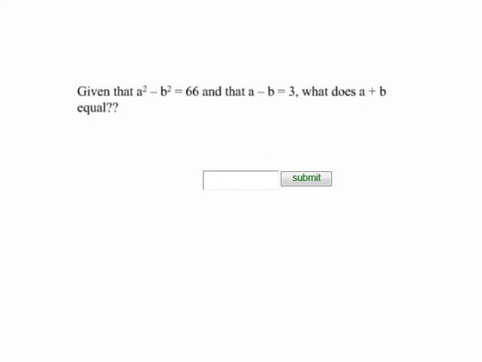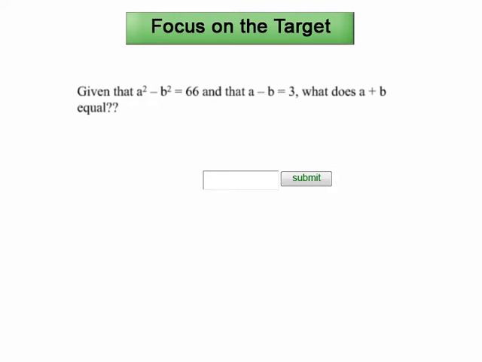This is another factoring problem where we've got to focus on our target. We want to know what a plus b equals. Okay, let's look and see. When you have something like this and you're dealing with factors, you're either going to be taking something apart to find out what factors go into it, or you're combining factors.